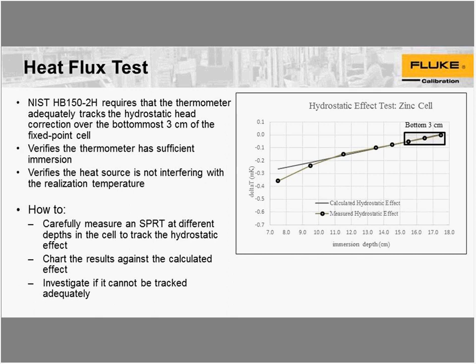So this is a very complicated and tedious measurement. It doesn't have to be done every year. The intention here is that it's done when you set up your measurement system. So if you're getting your first fixed point cells, then you would want to do this to verify that your setup is correct. And basically the way it's done is you put the SPRT in the fixed point cell and then measure as you lift it in 1 centimeter increments. Chart the results against the hydrostatic head effect curve or line and ensure that you are following the hydrostatic head effect line like we see in this graph.